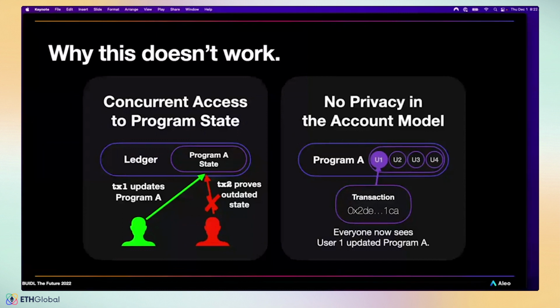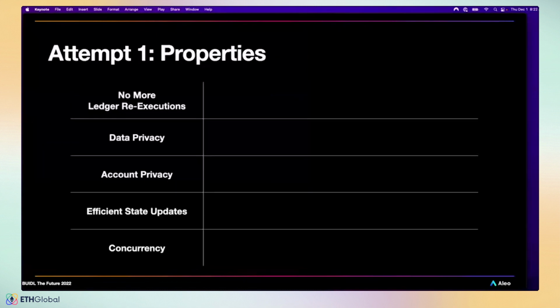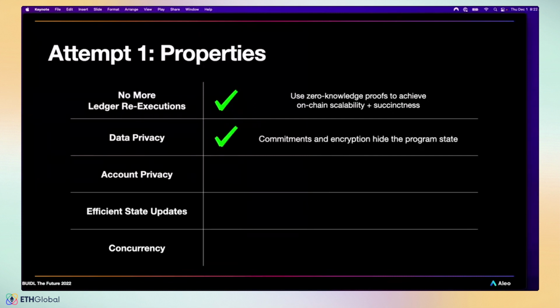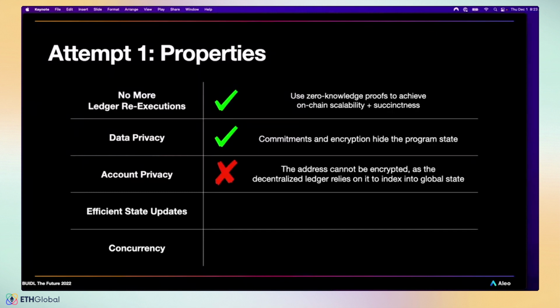But let's just review some of the properties it gives us. So first of all, we did solve ledger re-executions. Because we're computing state transitions in a zero-knowledge proof off-chain, the network only needs to verify the correctness of the zero-knowledge proof, which is very quick. We have data privacy. We're encrypting data on the chain itself.